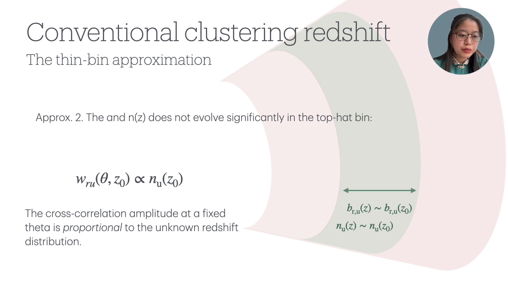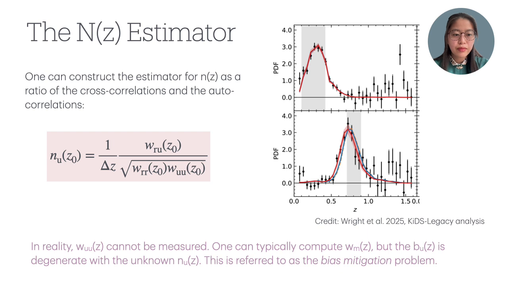If you assume these assumptions and you work out the math, you will find that the cross-correlation amplitude is directly proportional to the unknown redshift distribution. What's more, you can even use the information from the autocorrelations of the unknown and the reference sample in these thin top hat bins. If you measure that as well, then you can write down the N of z of the unknown sample directly as a ratio of the 3 correlation functions.